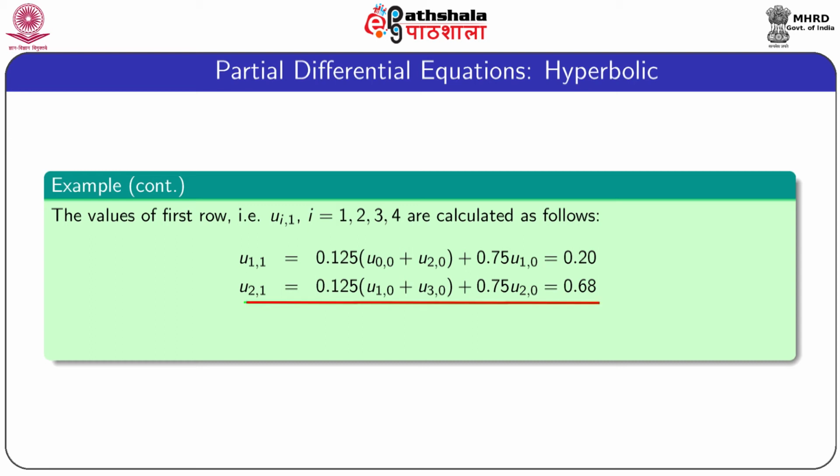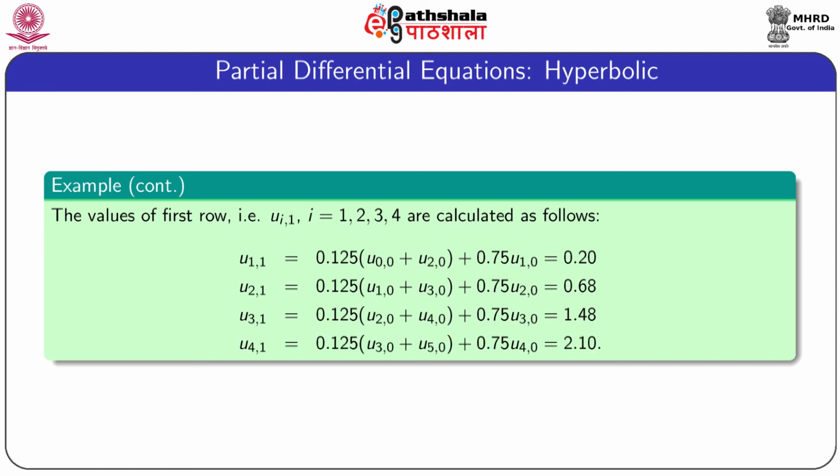Similarly, the value of u21 is equal to 0.125 times (u10 + u30) + 0.75 u20. After simplification, the value of u21 equal to 0.68. Similarly, the value of u31 is equal to 1.48 and the value of u41 equal to 0.125 times (u30 + u50) + 0.75 u40. After simplification, the value of u41 is equal to 2.10.